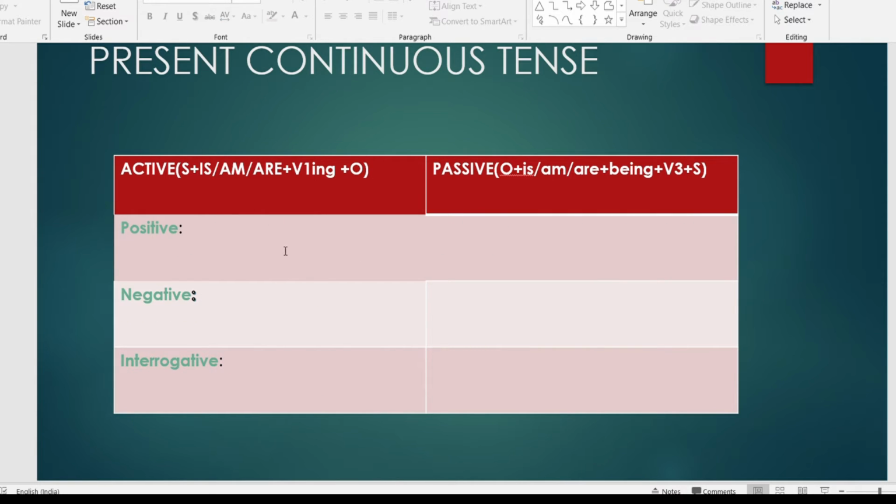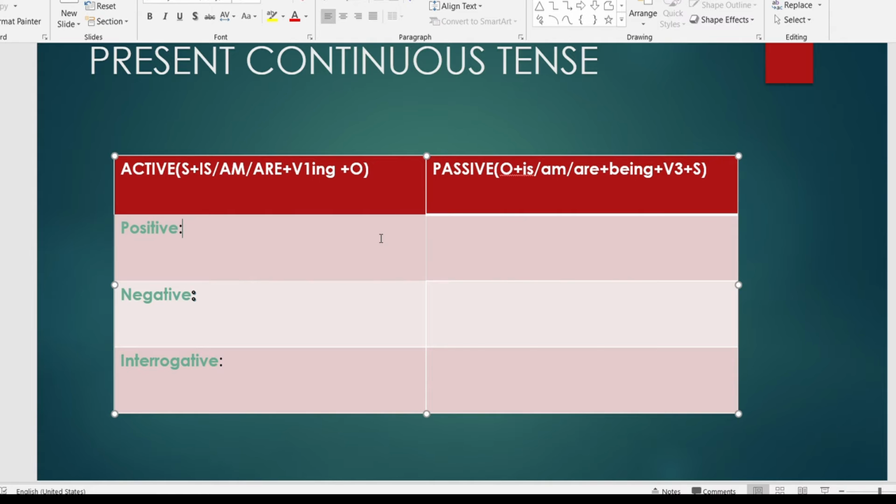Okay, next is present continuous tense. Now, this is the formula for the active one. Subject plus is/am/are plus first form plus ing plus object. When we convert this into passive, this becomes object plus is/am/are plus being plus third form plus subject. Now this ing in the being shows that it is continuous. This third form shows that it is in passive, and is/am/are here shows that it is in present case.